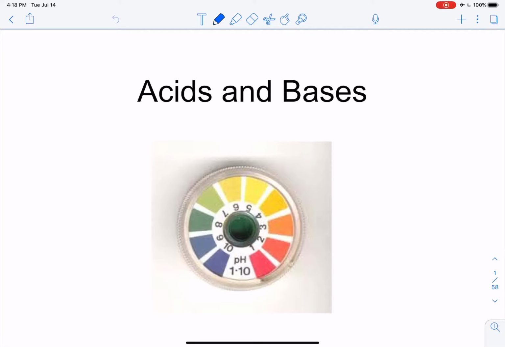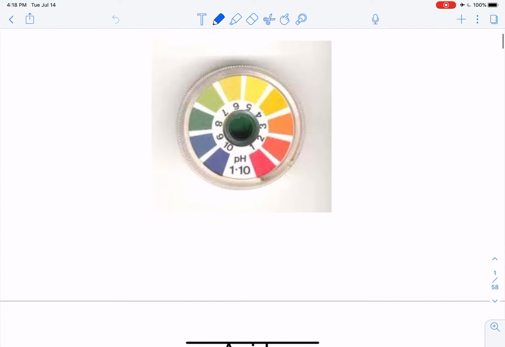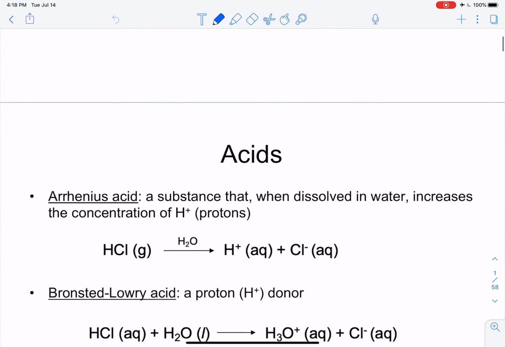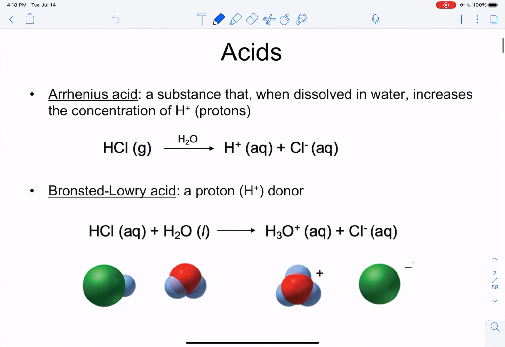In this lecture, we need to start talking about acids and bases. So first of all, what are acids? Well, there's a few different definitions for acids, and the first one is an Arrhenius acid. And Arrhenius said that acids are substances that, when dissolved in water, increase the concentration of H plus ions.